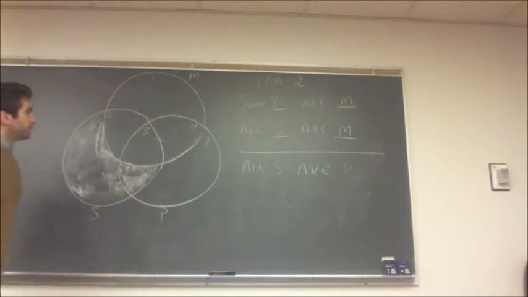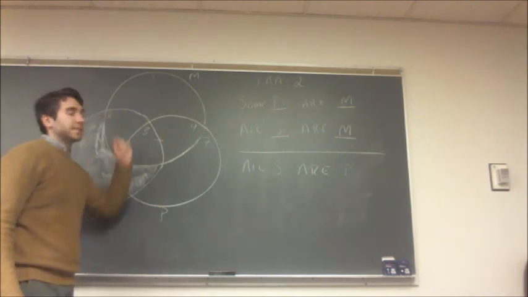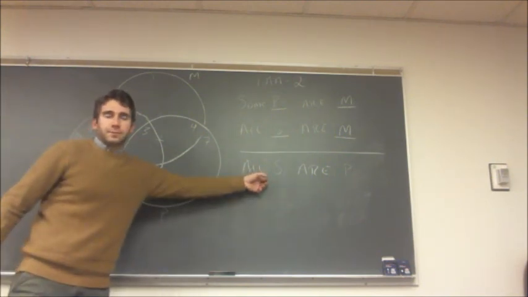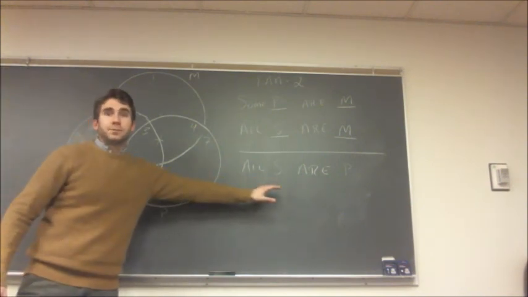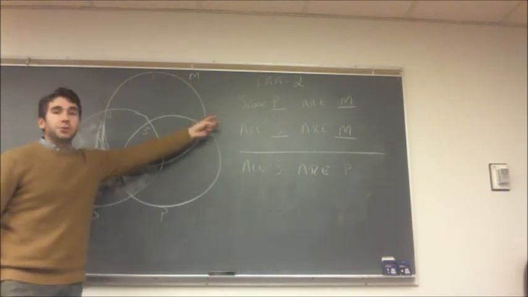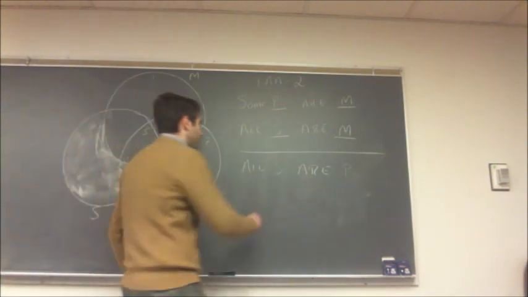Well, no. Note that this part of the S circle, 2, is unshaded. And since this is unshaded, it means that there are some things that are S and M, or it's consistent, rather, with there being some things that are S and M. But that's inconsistent with the conclusion. So according to this diagram, the conclusion is possibly false. And since the conclusion is possibly false according to this, it means that the premises can be true while the conclusion is false, which just means that the argument's invalid.